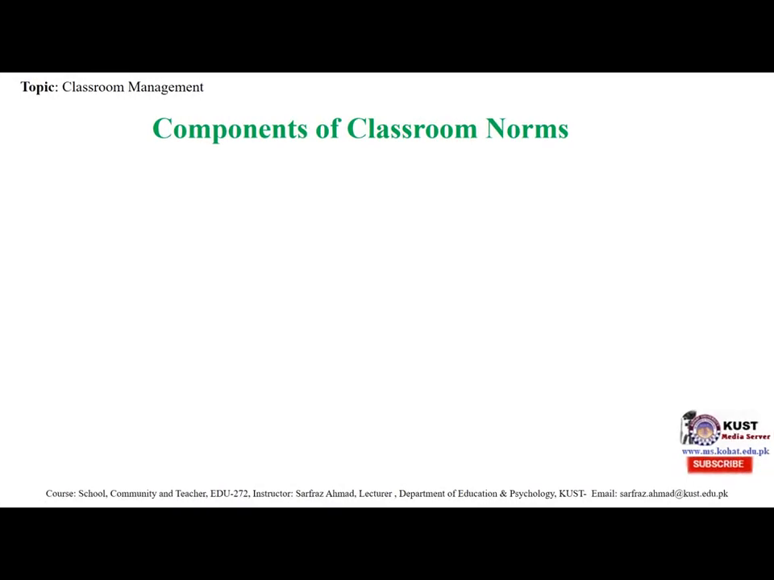Now, there are some components of classroom norms. Although there are seven key elements for effective classroom management, I have already discussed components of classroom norms, but here these are basically related to classroom management. Classroom design, rules, discipline, scheduling, organization, instructional technique, and communication may be considered as the components of classroom norms.